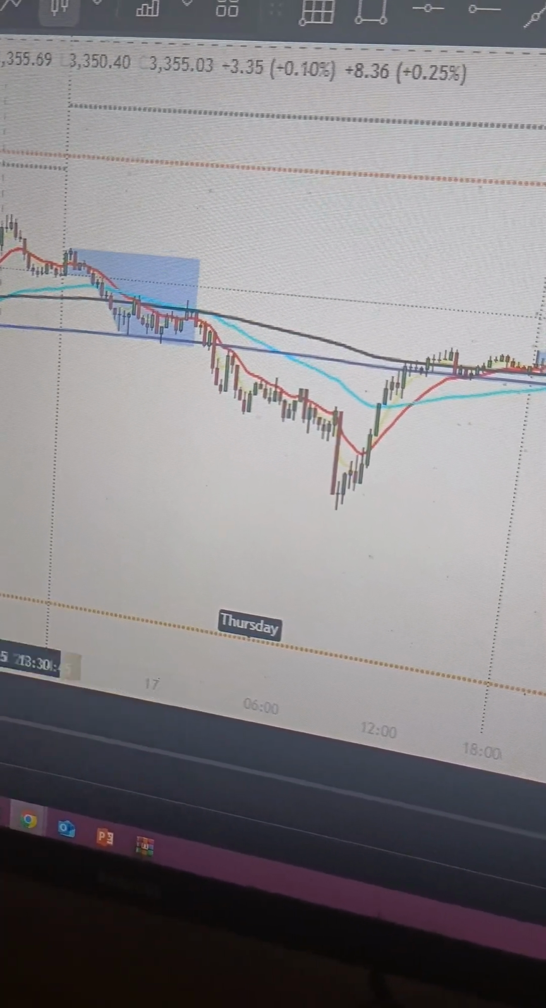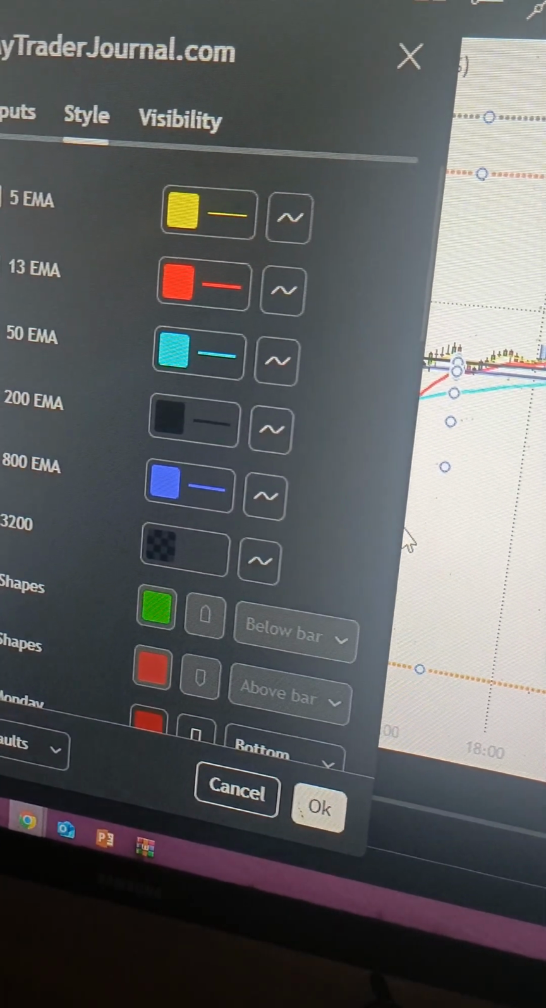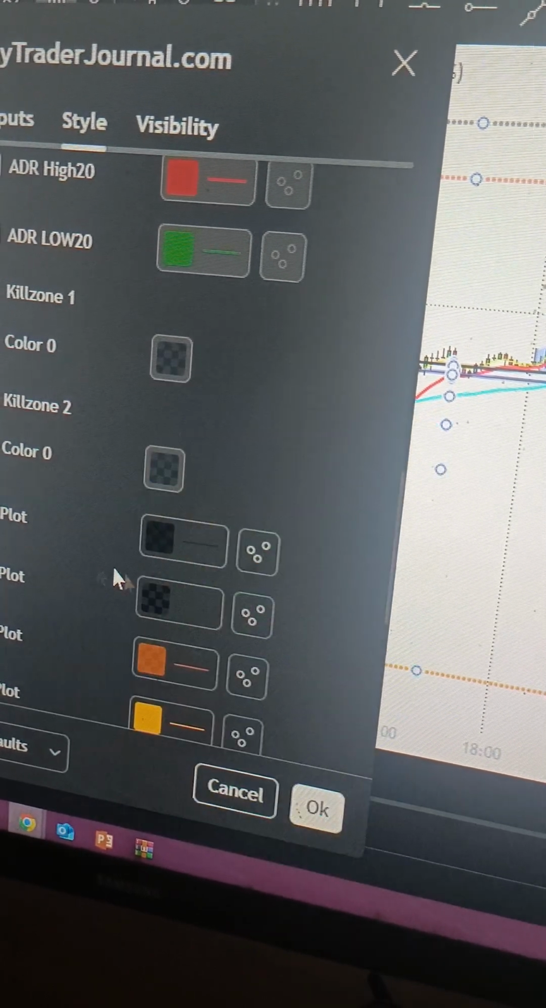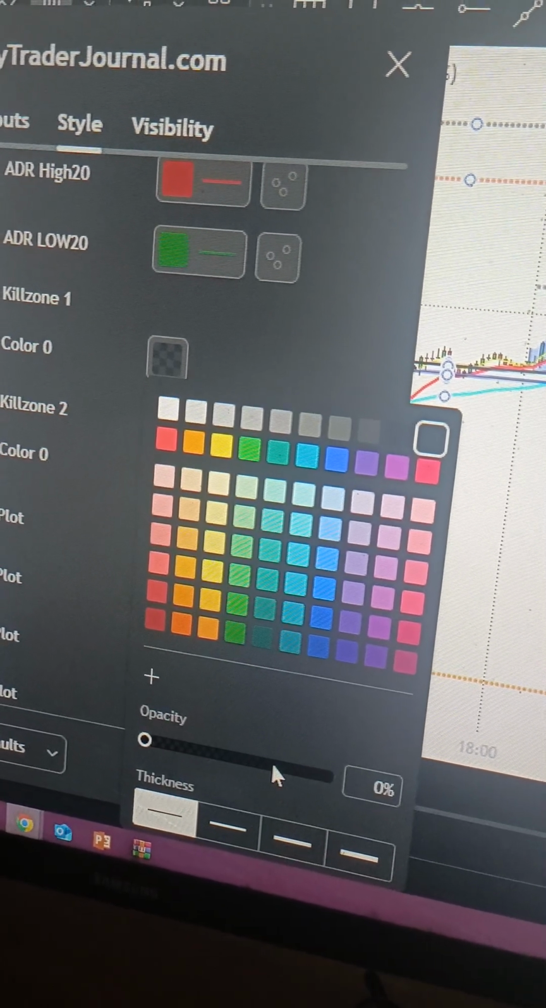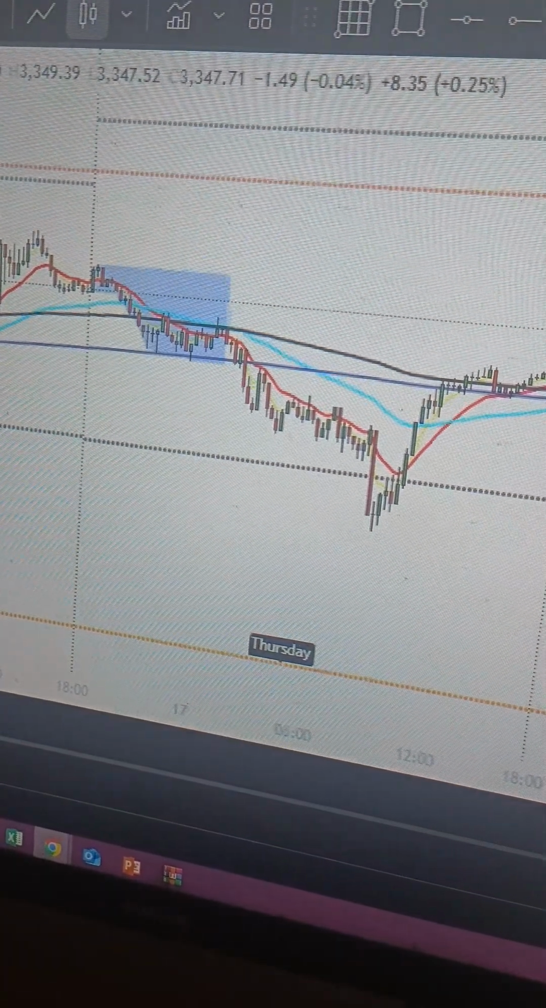I don't think we have set up the previous day low. So we come back here and we set up, oh, I have not set up this one. So we have not set this up.